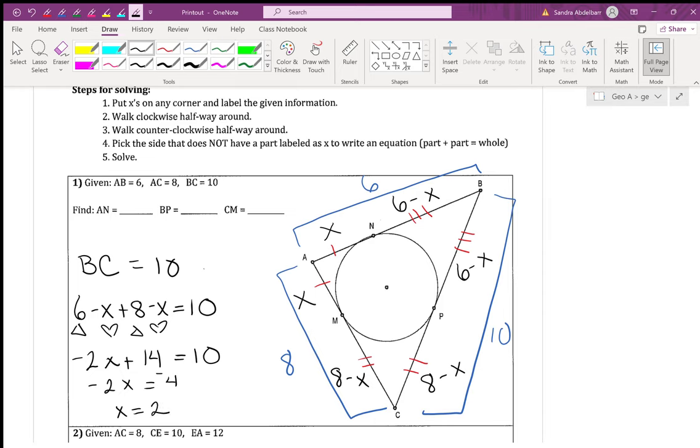Now that we know what x is equal to, can't we find the length of all the segments they're asking for? So the first thing they said is find AN. Well, AN is x, so what do we know x is? 2. What about BP? How are we going to find the length of BP? You got it. 6 minus 2, which is 4. What about CM? How are we going to find the length of CM? 8 minus 2. You got it. 8 minus 2, which is 6.